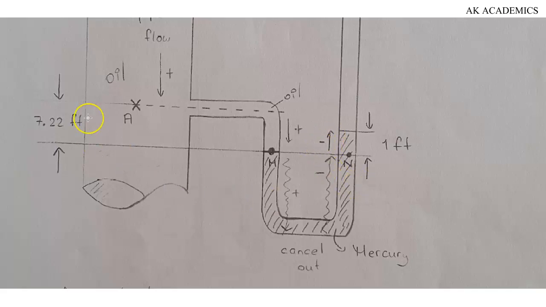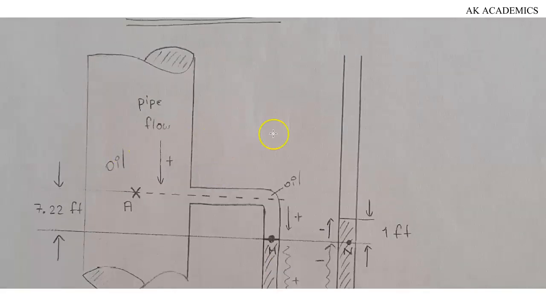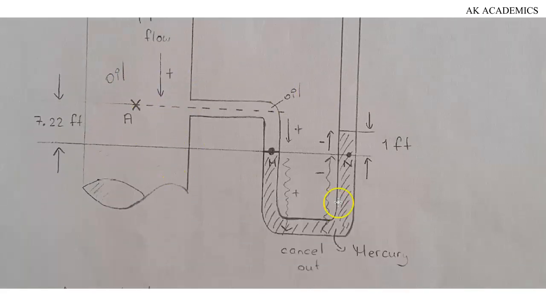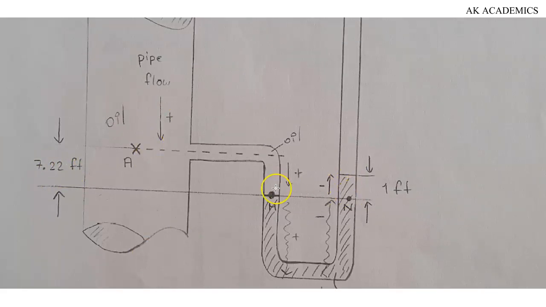So there are different heights for different levels and flow of fluid or liquid in this particular pipe and the manometer. You can see we have 7.22 feet for oil up to this particular point in the manometer, and then you can also see we have 1 foot height for mercury in the manometer somewhere right up here, and so on and so forth.